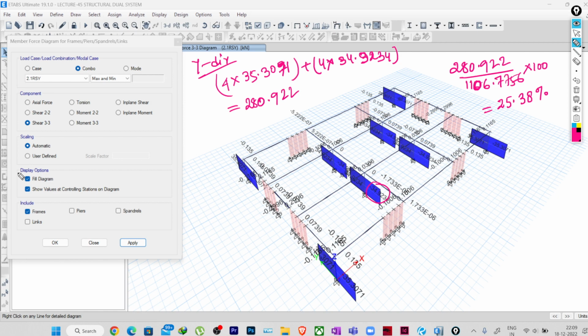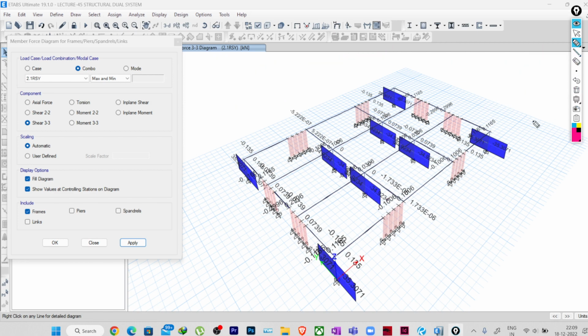So what I have done, I have not applied it in the load case which I have defined for the whole structure, but I have created another load combination with an individual load case, and I have applied the multiplication factor or scale factor here, just to check whether it is working or not, whether the columns are taking 25% or not. Similarly, I will do for the x direction also.